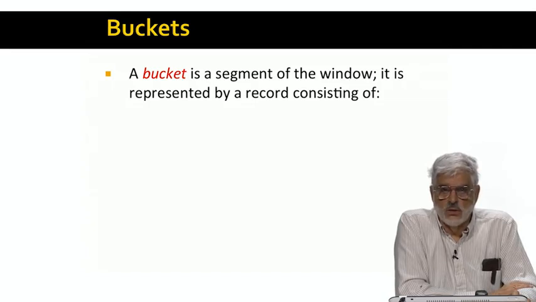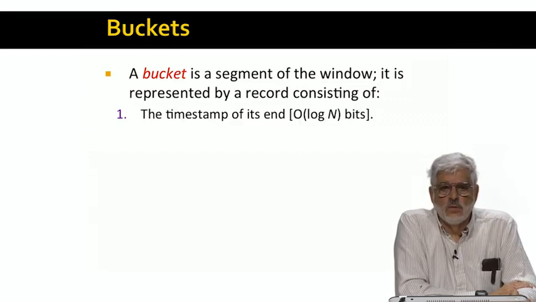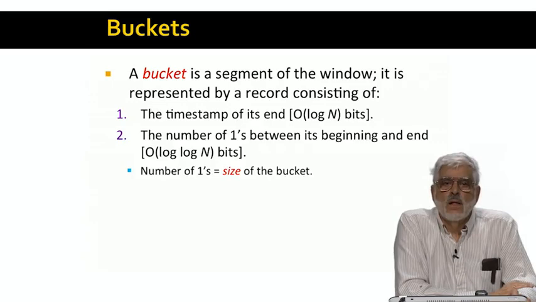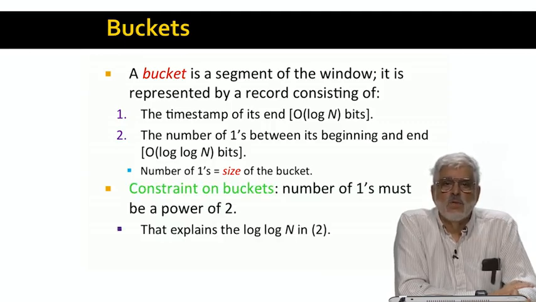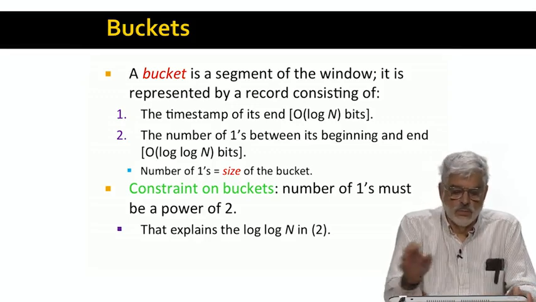The record contents are the following. The timestamp of its end, the most recently arrived bit. As we mentioned, we'll record timestamps modulo n, so we need log n bits to represent the timestamp. The number of ones between the beginning and end of the segment. We call this count of ones the size of the bucket. However, the number of ones in the segment represented by a bucket must be a power of 2. That explains why we only need log log n bits to represent the count of ones.